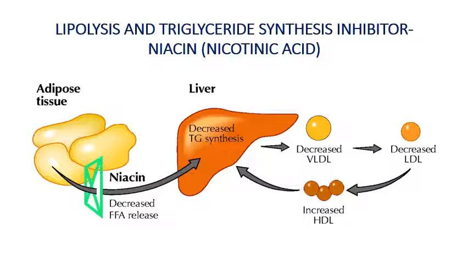The mechanism of action of nicotinic acid is it reduces the production of VLDL in the liver. So it decreases the triglyceride synthesis, thereby decreasing the production of VLDL and indirectly decreasing LDL levels also. It also decreases the free fatty acid release from the adipose tissue. So it decreases the lipolysis which is happening in the adipose tissue and decreases free fatty acid release, and so decreases triglyceride levels and hence decreases the VLDL secretion.